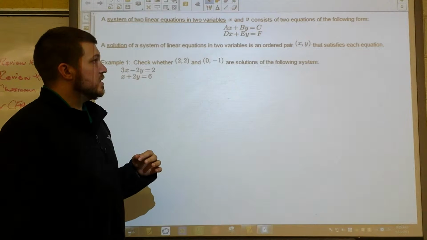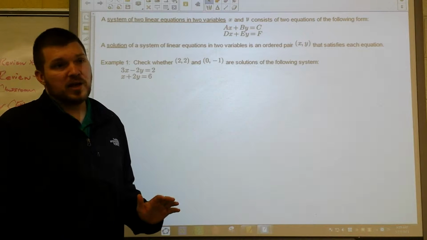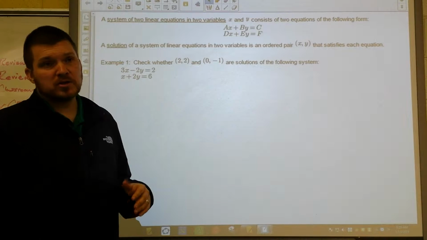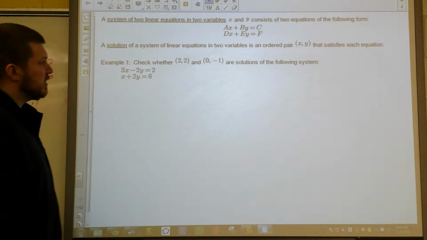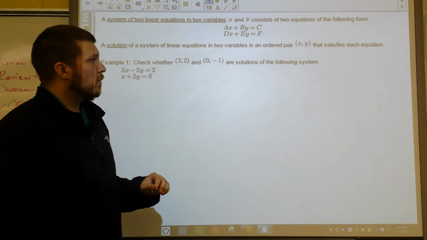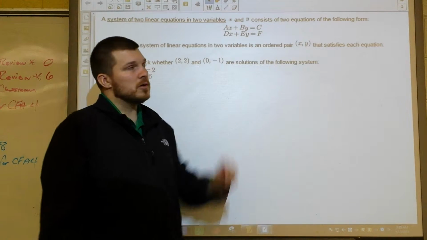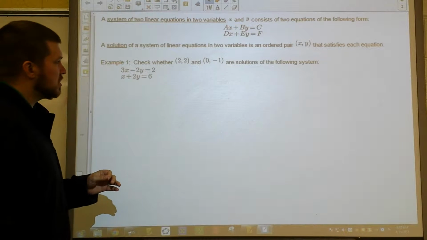Here, a, b, c, d, e, f are just coefficients, so they can be any number: positive, negative, 0, fractions, decimals, it doesn't really matter. The solution of a system of linear equations in two variables is an ordered pair, x comma y. We have to know what x is and what y is, and it has to satisfy every equation in our system.